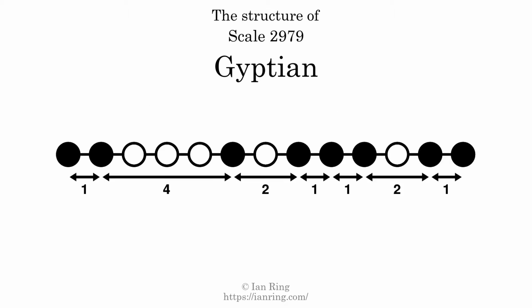The structure of a scale is a description of the interval distance between each successive tone. This scale has a structure of 1-4-2-1-1-2-1.